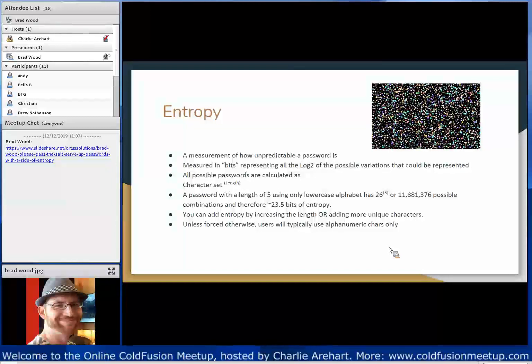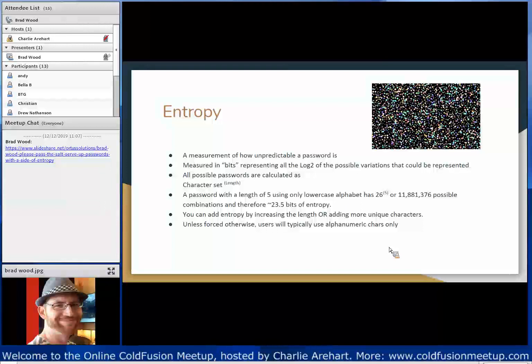All the possible passwords are calculated as the character set to the power of the length. Right, the length of the password. So the character set being, if you allow people to use passwords that only use lowercase alphabetic characters, there's only 26 possible characters, right? 26 letters in the alphabet, assuming you're typing in English. And the length of the password, if you allow people to use a password that's say 6 digits or less, then your possible maximum length would be 6.